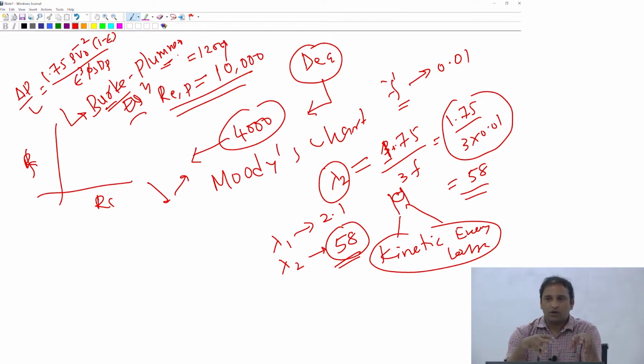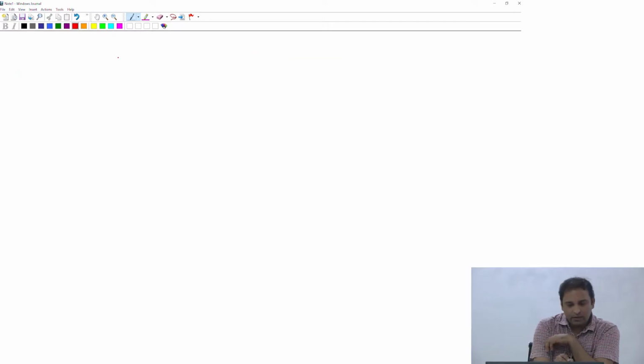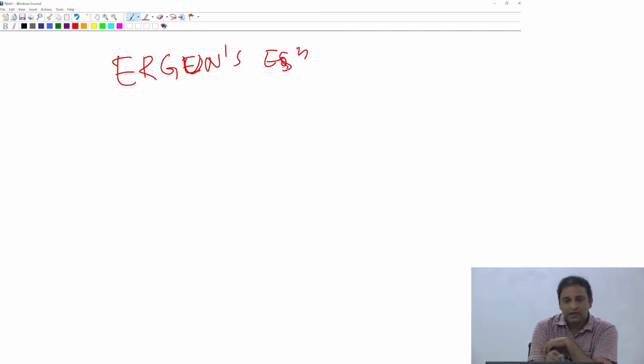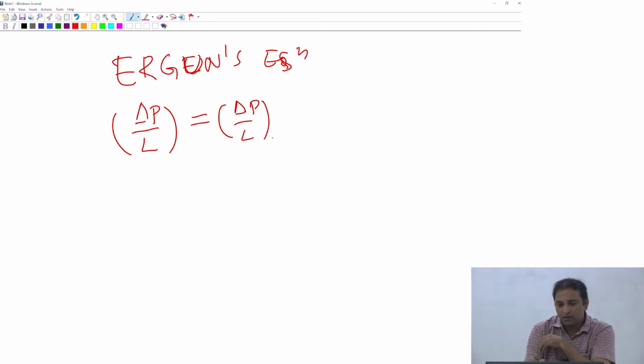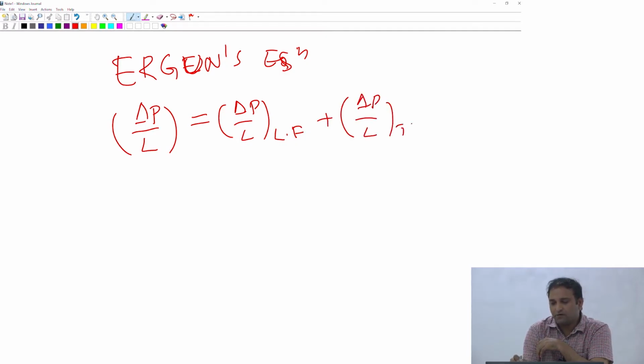Now, we have developed expressions for delta P by L for laminar flow conditions and turbulent flow conditions, and someone called Ergun, E-R-G-U-N, came up with Ergun's equation. What he did is he said the delta P by L for the entire range is basically delta P by L for the laminar flow conditions plus delta P by L for the turbulent flow conditions.